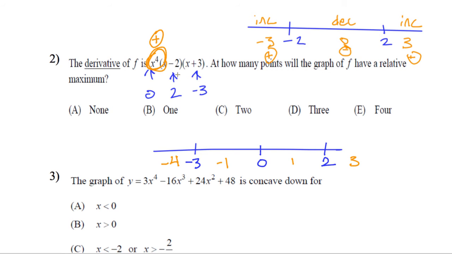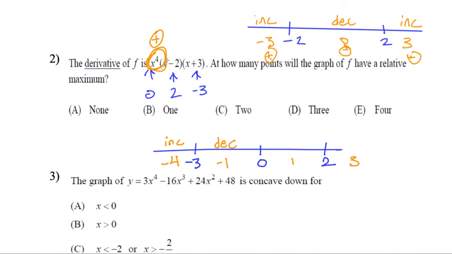When I plug in a negative 4, this is going to be a negative. This is going to be a negative. Negative times a negative is a positive. Therefore, this one is increasing. When I plug in a negative 1, this one's going to be negative. This one's going to be positive now. Negative times a positive is a negative, so that's going to be decreasing. Wait, if you plug in negative 4 into x minus 2, that would be negative. Yep, and this one is also negative. Double negative. Yep. Good catch.